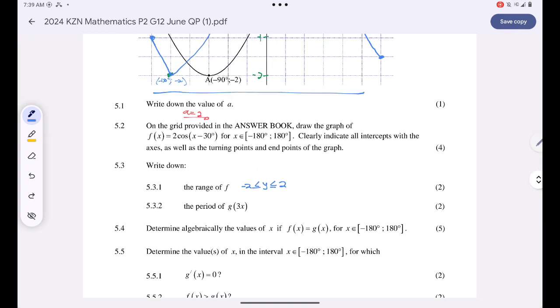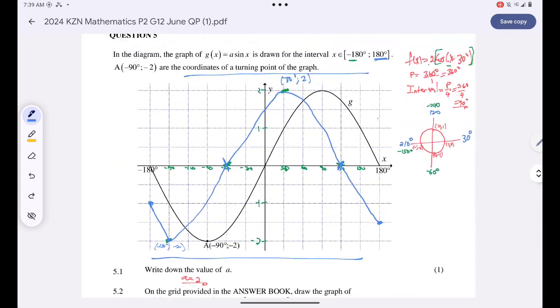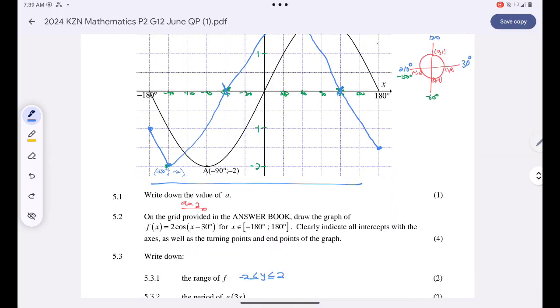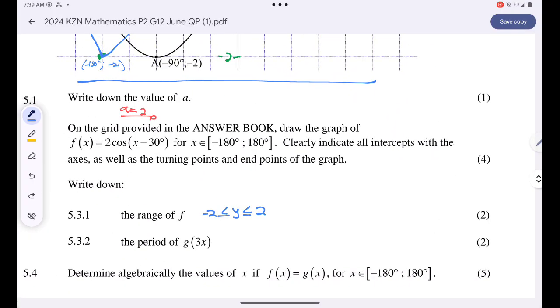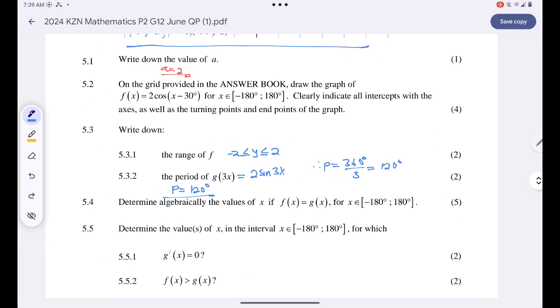Now they want us to find the period of g of 3x. G of 3x would be something like this. G of 3x would simply be 2 sine 3x, right? So therefore the period will simply be 360 divided by the coefficient of x, which is just 3. So the period will just be 120. So the period of g of 3x will just be 120 degrees.